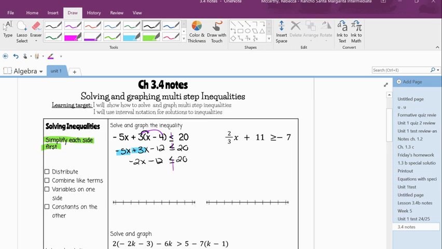Now everything's simplified. Now I can move things across my inequality symbol. So I'm going to add 12 to both sides, and I get negative 2x is less than 32. I recognize that this 2 is negative, so I'm going to divide by a negative 2. And when I divide that, I'm going to flip the symbol, and I get x is greater than or equal to negative 16. Now I'm going to plot that, and I get negative 16, negative 14, negative 18.